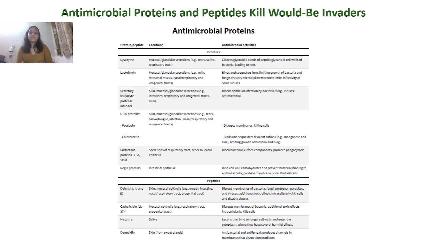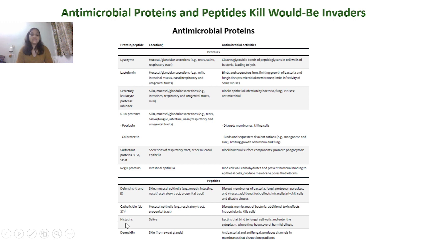So there are different kinds of peptides like defensins alpha and beta, which are present in the mouth, intestine, respiratory tract, urogenital tract. They disrupt the membrane of parasites, fungi, bacteria, viruses, and they kill cells and disable viruses. There is also cathelicidin that is present in the mucosal epithelia, for example respiratory tract and urogenital tract. They disrupt the membrane of bacteria, have additional toxic effects intracellularly, and kill cells.